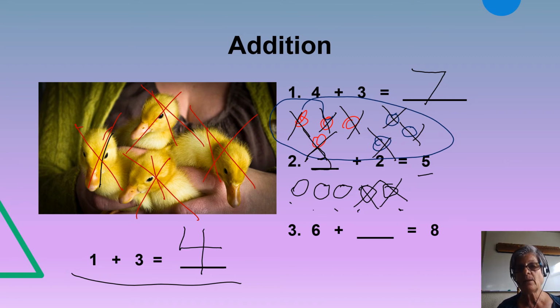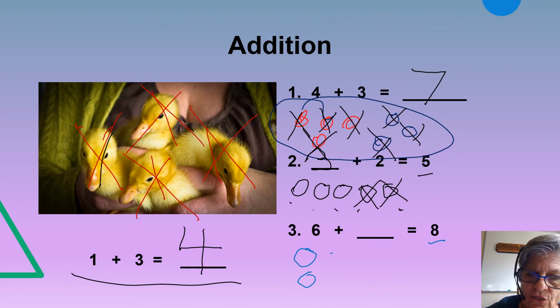It says 6 plus what equals 8? Now, if I want to have 8, but I only have 6, how many more do I need to make 8? So I'm going to start with circles. And I know I want to take the 8, so I underline the 8. And I'm going to make 8 circles. 1, 2, 3, 4, 5, 6, 7, 8.